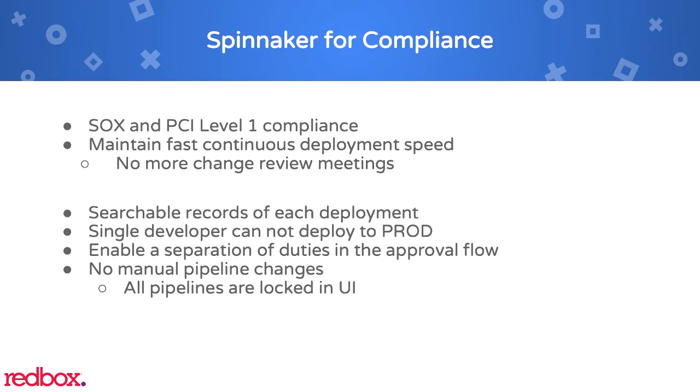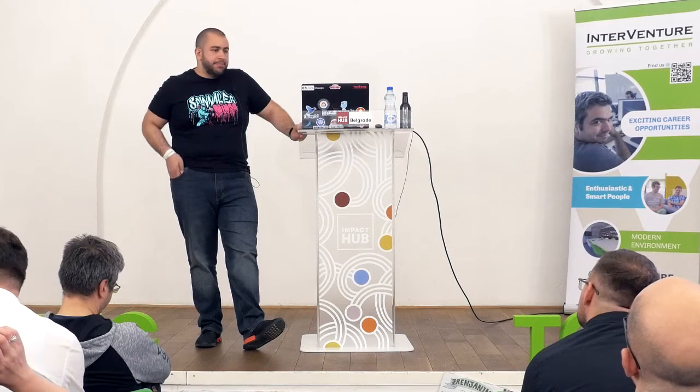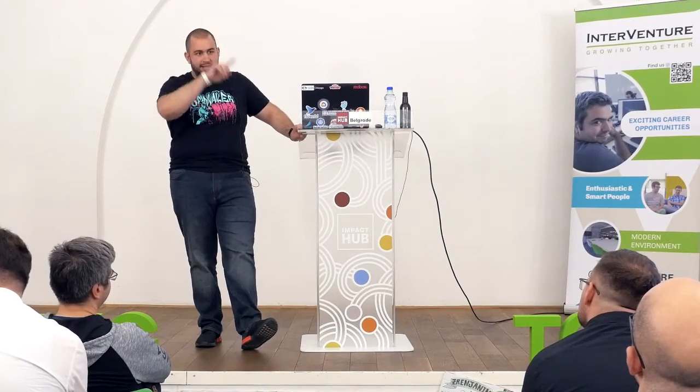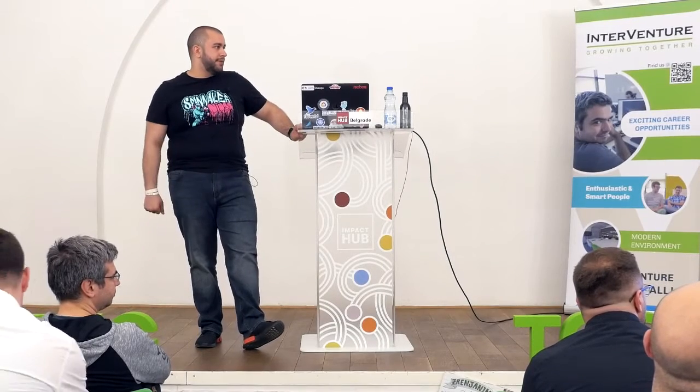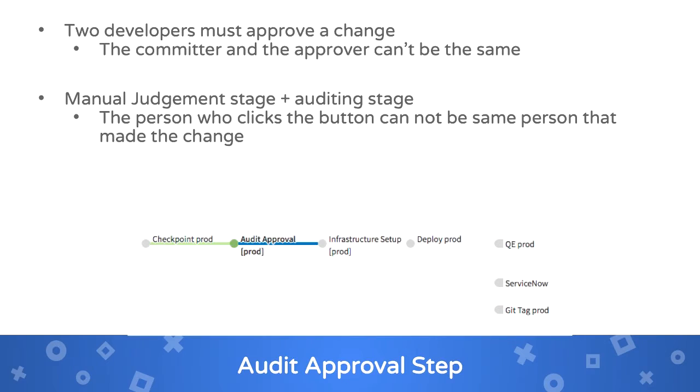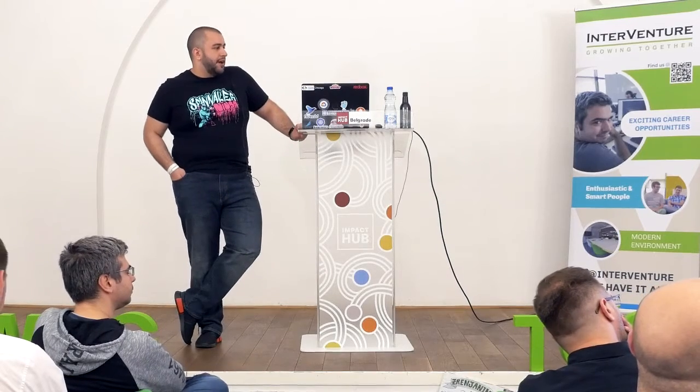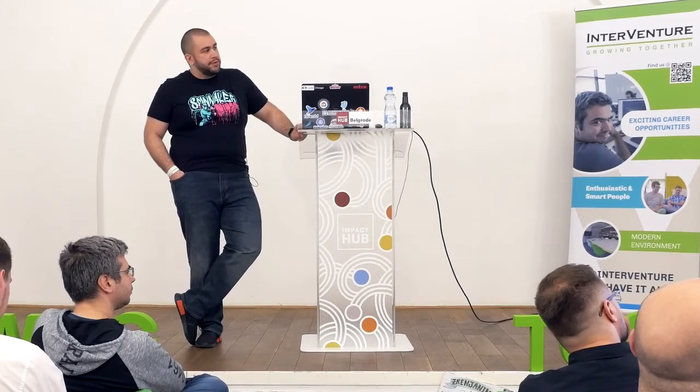And another one is block pipeline changes. Another thing you'll probably get is, hey, someone's making a change in the pipeline. Just lock that pipeline so people can't change it outside of your process. So one of them, a developer can't approve their own change. Just add an audit approval step that checks that the person who hit the OK button is different than the person who actually wrote the code. It's just kind of an audit step there before you actually do any changes.